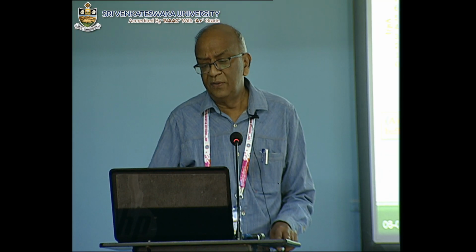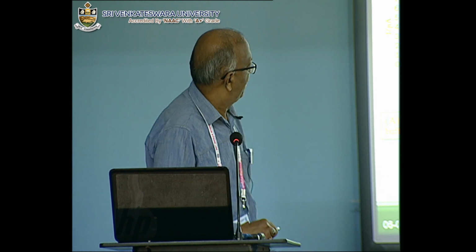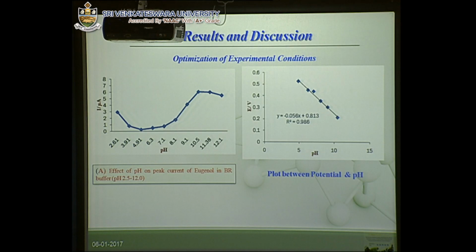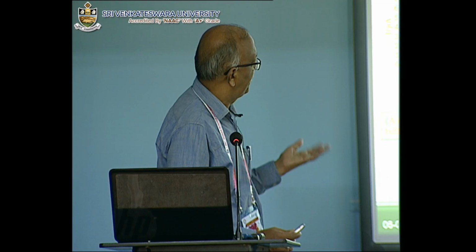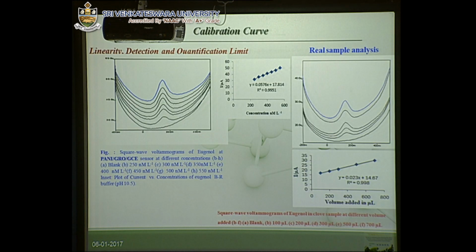This is the result and discussion part. How to optimize the experimental conditions? First, we have to find out the optimum pH. What should be the pH of the study? At what pH should the study be carried out, and at what pH is the current maximum? Then calibration curve, linearity, detection, and quantification.